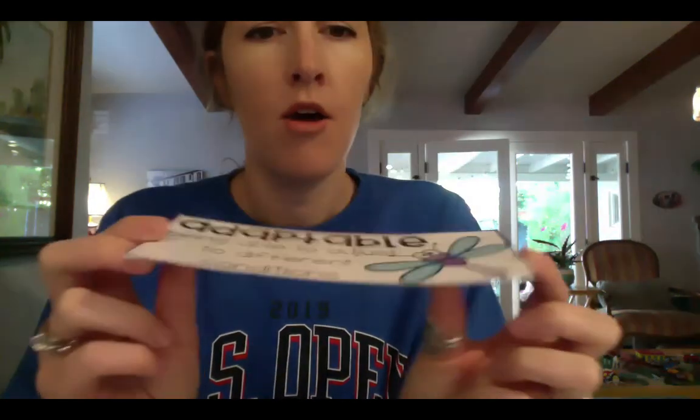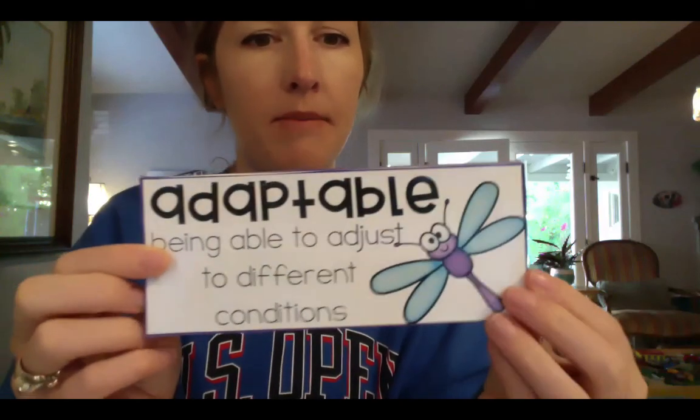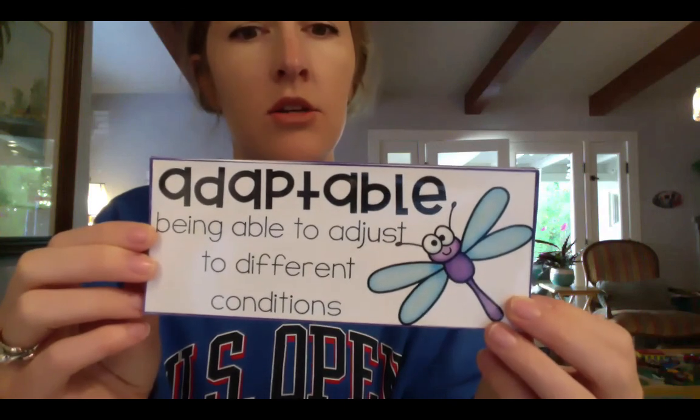Today, we are talking about fish adaptations. Now, adaptable was one of our vocabulary words, right? It means being able to adjust to different conditions. So some animals have special traits that help them survive in different habitats. So we will be focusing on fish today and what adaptations they have to live in habitats like the coral reef or the open ocean. And once we create a fish with different adaptations, we'll draw it and write about it.